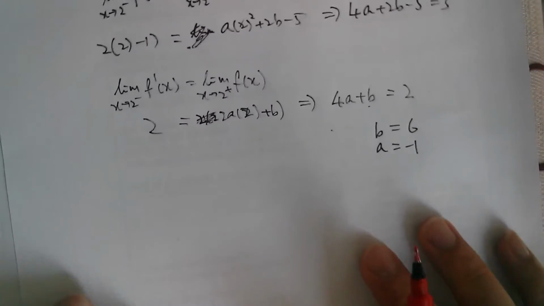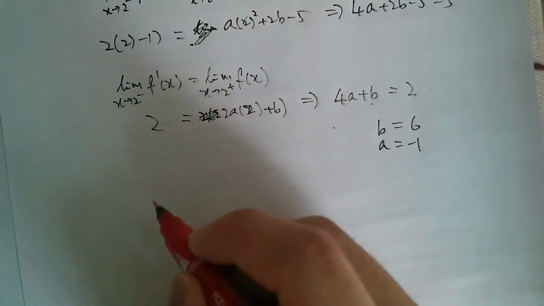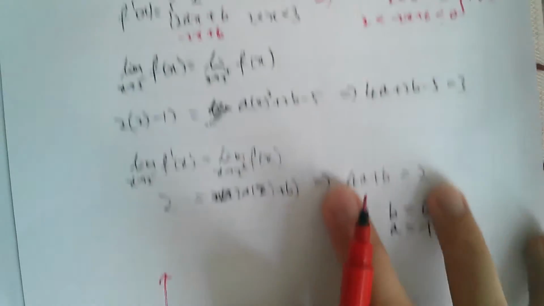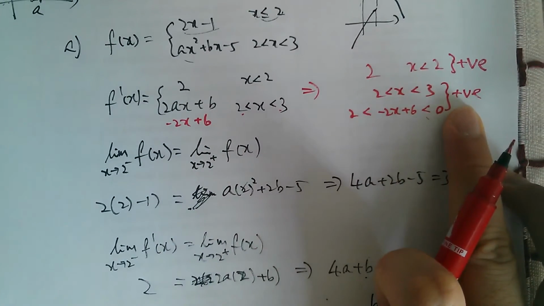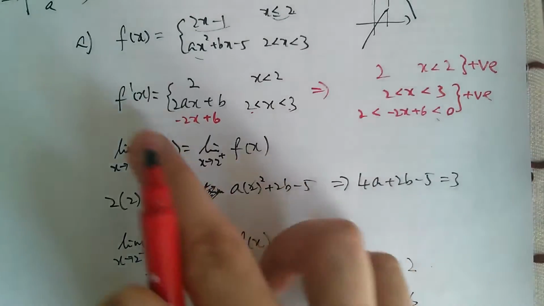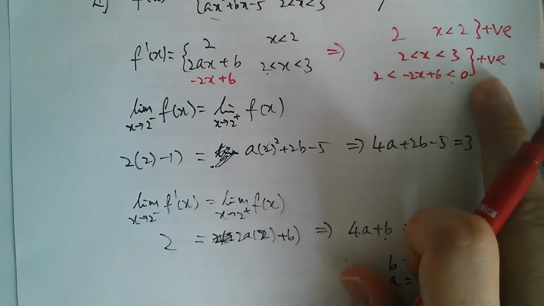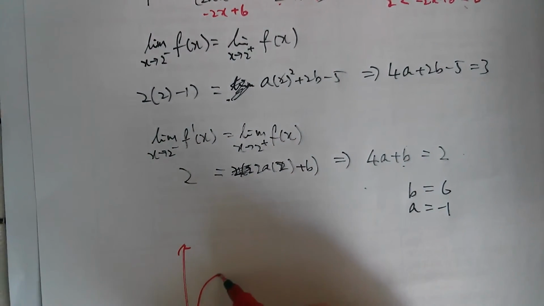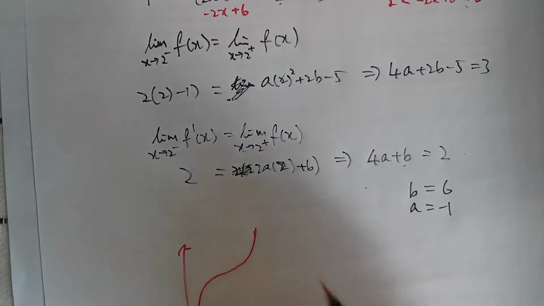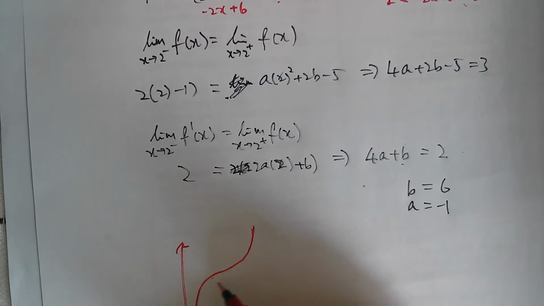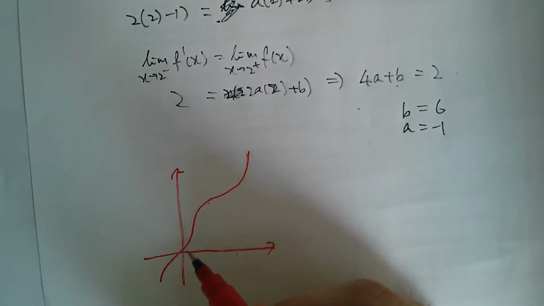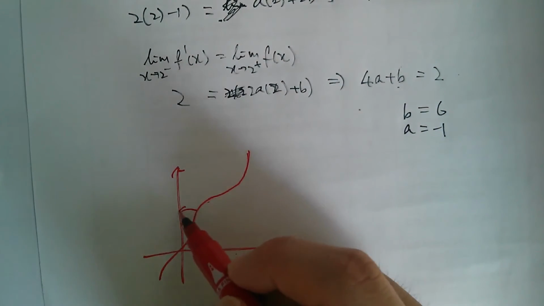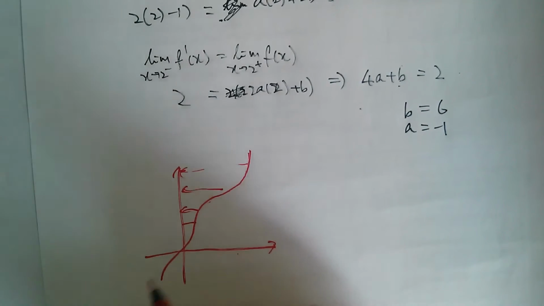And if you have good knowledge about derivatives, the gradient being positive means the function is increasing. And if the derivative is always positive, that means the function is always increasing. So it can only increase. It cannot go down. It's always increasing. What does that mean? That already means the function is 1 to 1.